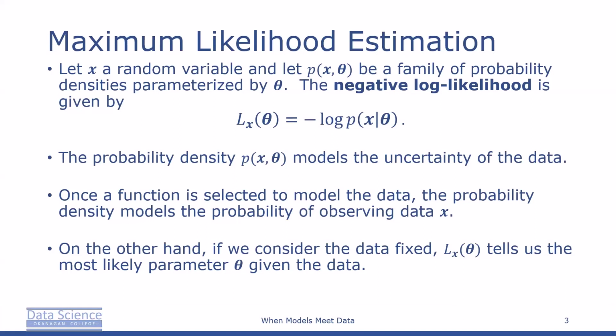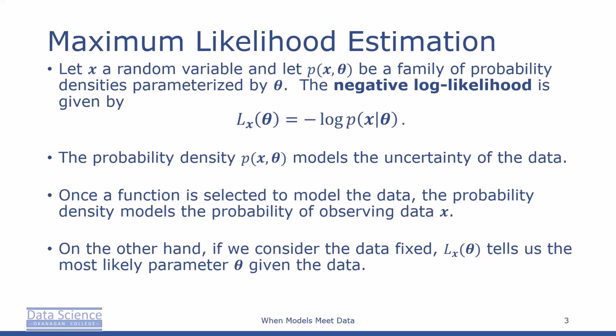The idea behind maximum likelihood estimation is to define a function of the parameters that enable us to find the model that fits the data well. The estimation problem is focused on the likelihood function, or more precisely, its negative logarithm. For data represented by a random variable x, and for a family of probability densities p of x given theta, parameterized by theta, the negative log likelihood is given by L sub x of theta equals negative log of the probability of x given theta.